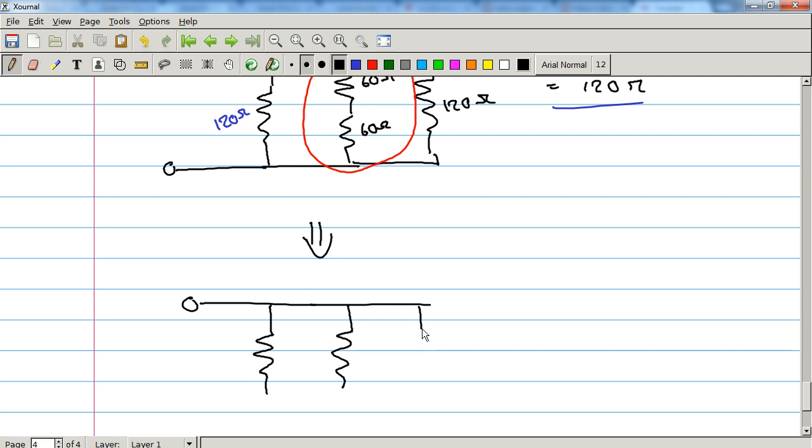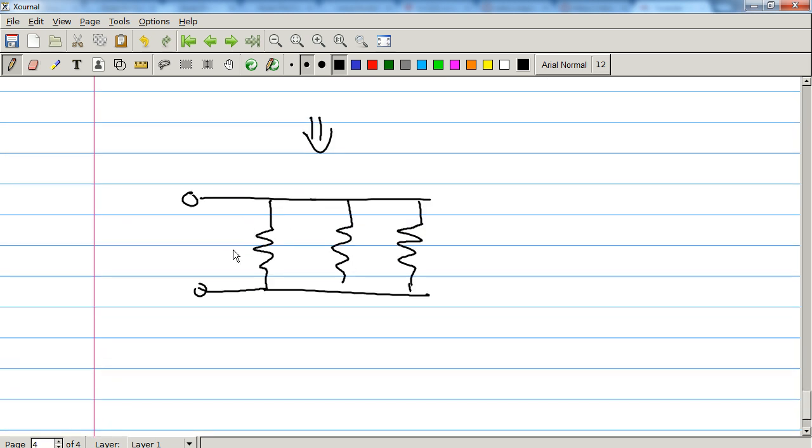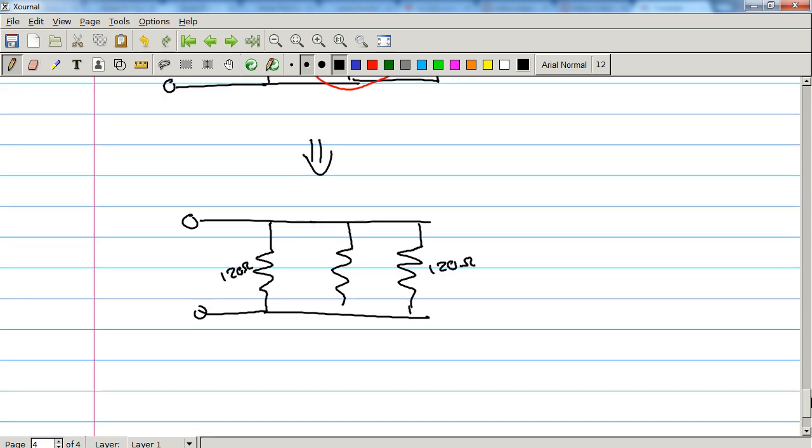As the video goes on, my resistors tend to look worse and worse. I apologize for that. Getting lazy. Okay, so we know that this is 120 ohms. This is 120 ohms. What's this one? Again, they're in series, so we just add. RT is R1 plus R2, which is 60 plus 60, which is just 120 ohms. And we will underline that in blue so you know it's what we solved.